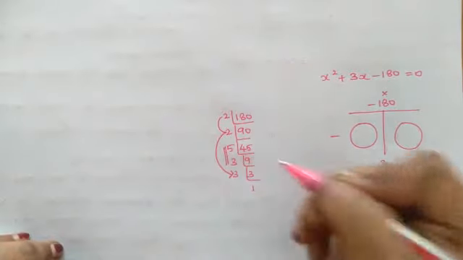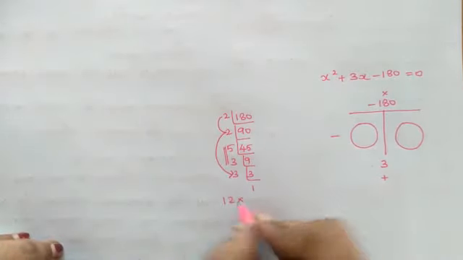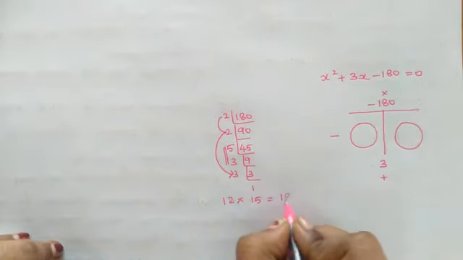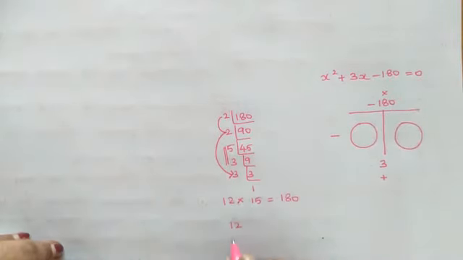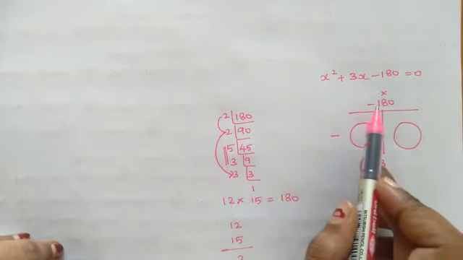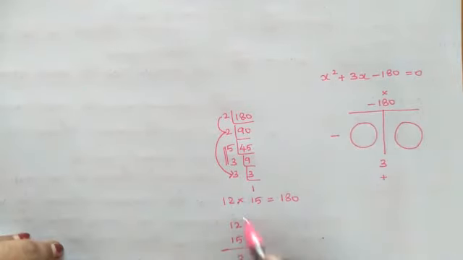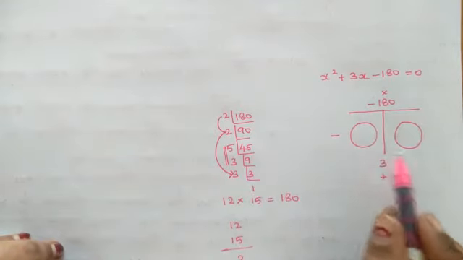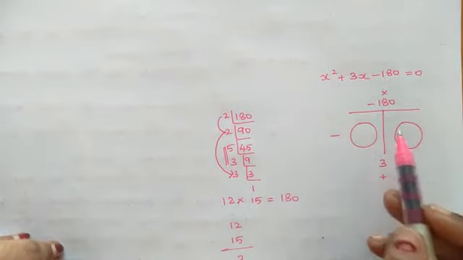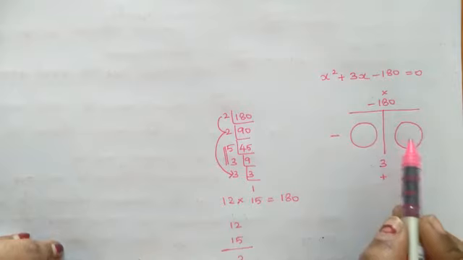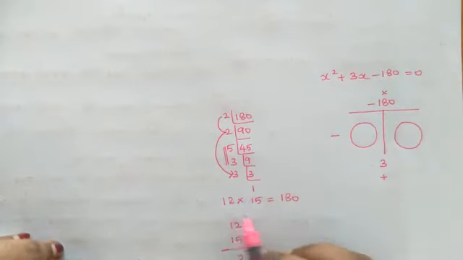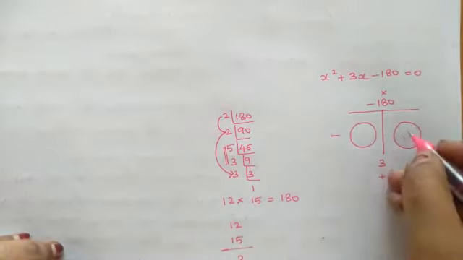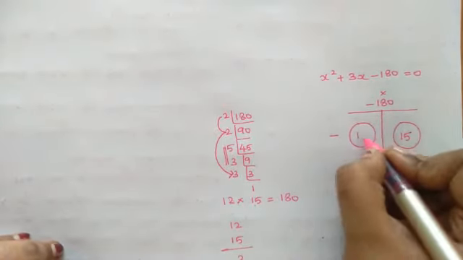Then 5 into 3 is 15. So 12 into 15 is 180. How about 12 and 15? When it is being subtracted, definitely you will get 3. We want plus 3, but we want minus 180. So therefore, one of these numbers should be negative. By looking at this, this is positive. Since when we have two numbers with different signs, we subtract and give the greater number's sign, the greatest number should be positive here. Which is the greatest number here? 15 is the greatest number. So 15 will be positive and 12 will be negative.